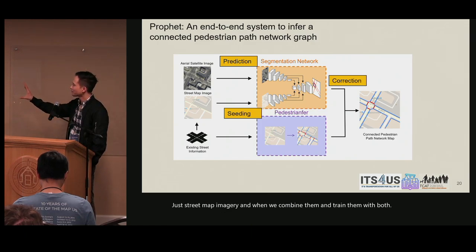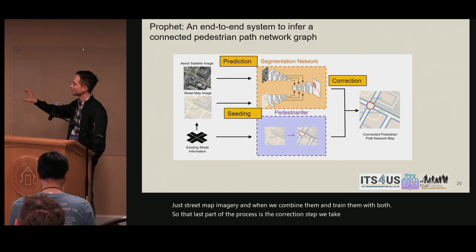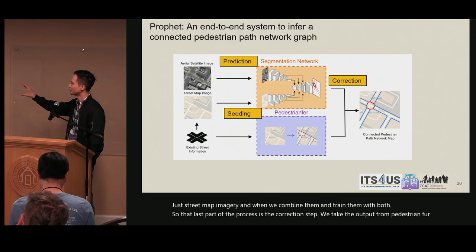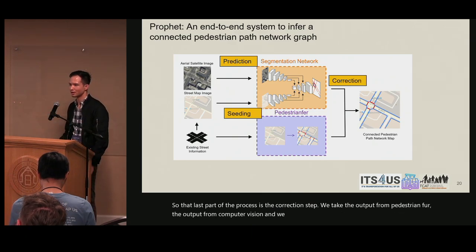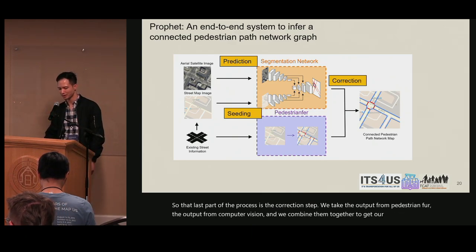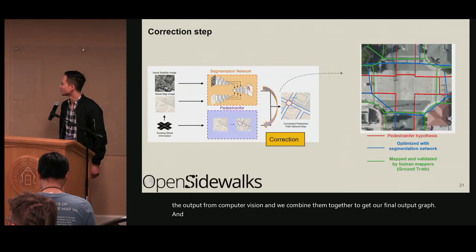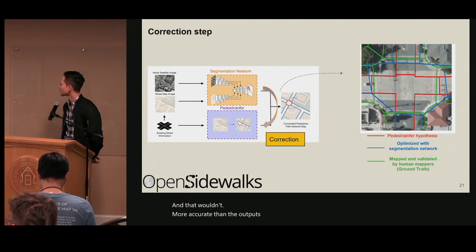So that last part of the process is the correction step. We take the output from pedestrian infer, the output from computer vision, and we combine them together to get our final output graph. And that one will be more accurate than the outputs from either of the previous steps.